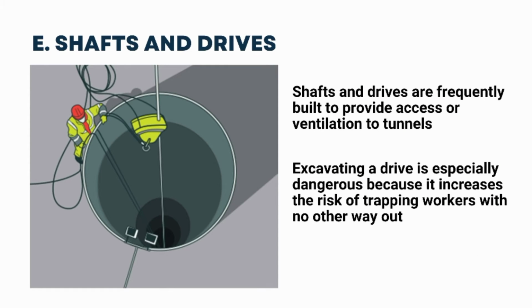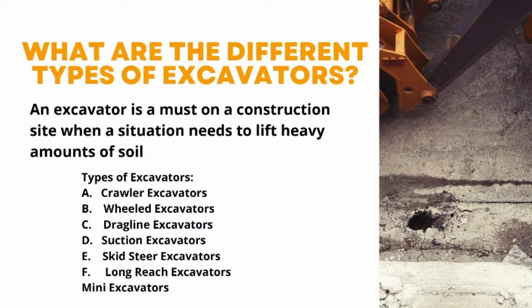Number 5. Shafts and drives. Sinking a shaft entails building a vertical excavation from the top with access and spoil removal. Drives are small openings cut into the sides of trenches, shafts, or other structures, such as under roads. Excavating a drive is especially dangerous because it increases the risk of trapping workers with no other way out.